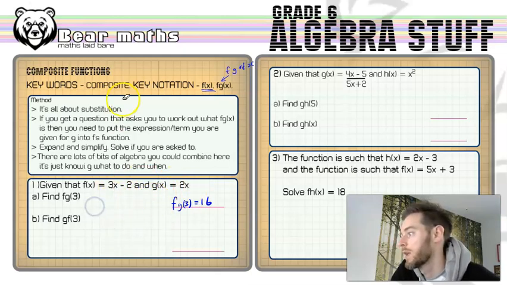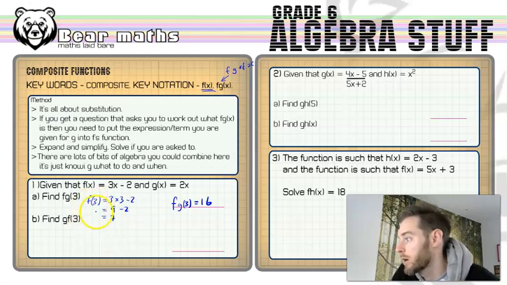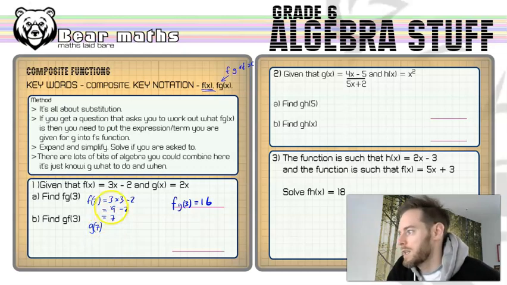Now part B, we've got gf of 3, so it's just the other way round. We're going to put the value of 3 first into f's function, so f of 3 is equal to 3 multiplied by 3 minus 2, that's 9 minus 2, which is 7. Then we're going to put that answer into g's function, g with 7 in, g of 7.